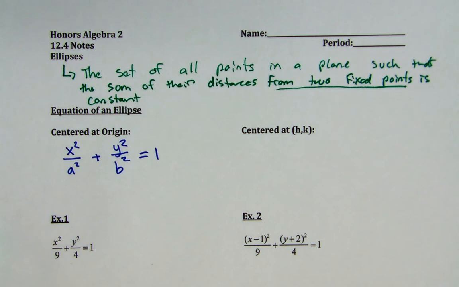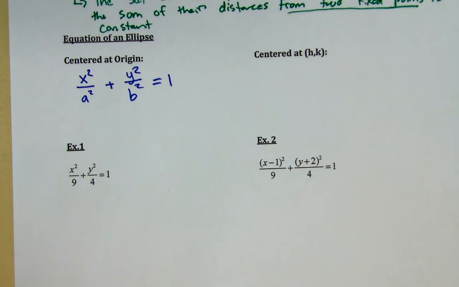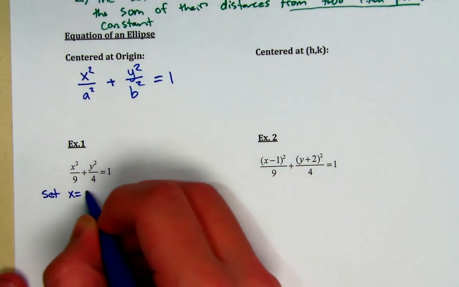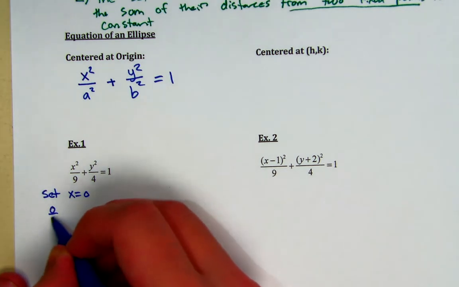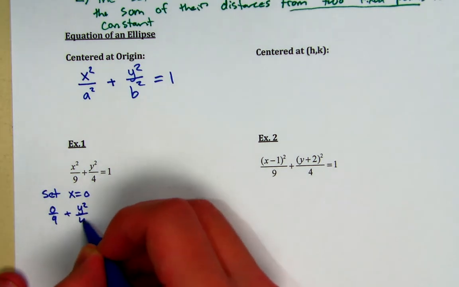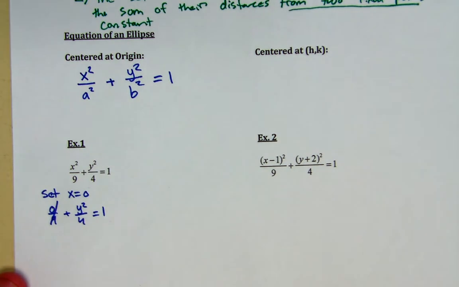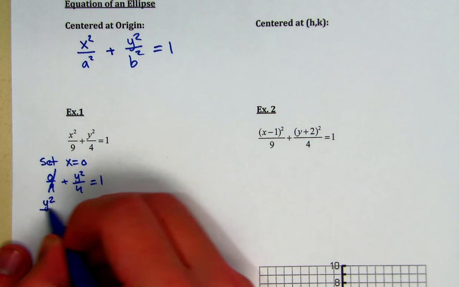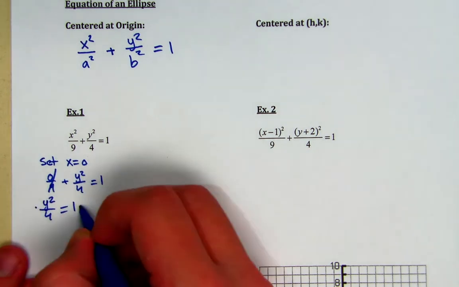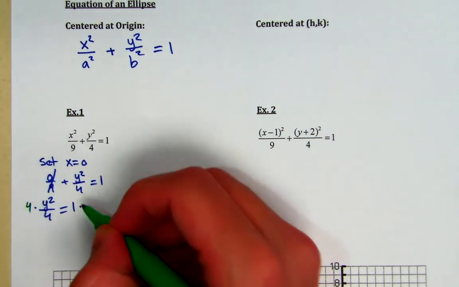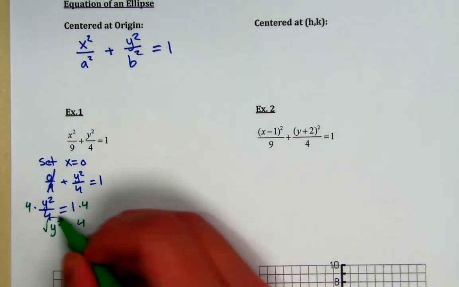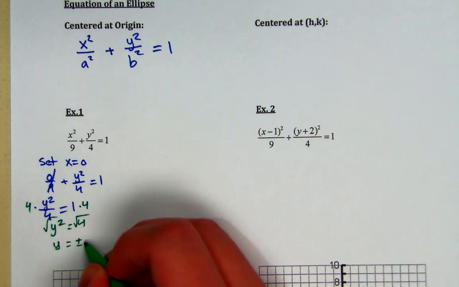Alright, so how would we figure out how the distances work with this? The way you do that is you set x and y equal to 0. When you set x equal to 0, you get 0 over 9 plus y squared over 4 equals 1. Well, that's gone, so now I'm left with y squared over 4 equals 1. Multiply both sides by 4, you get y squared equals 4. Square root, y equals plus or minus 2.